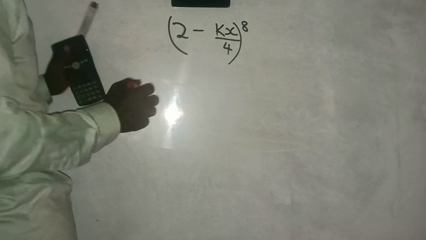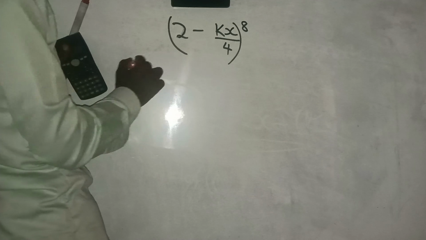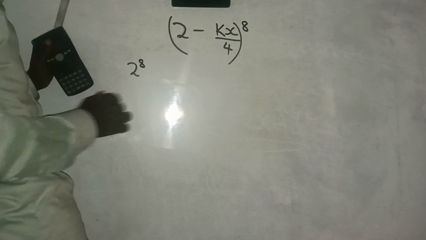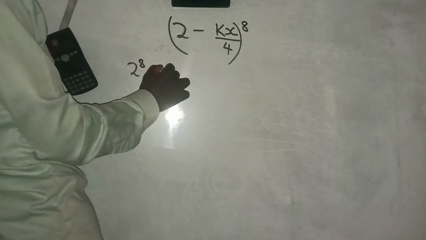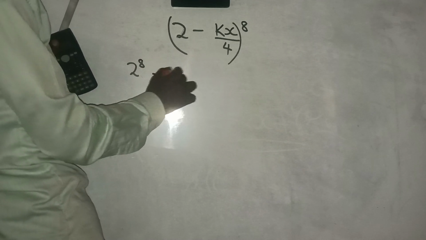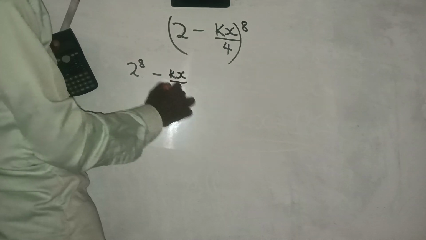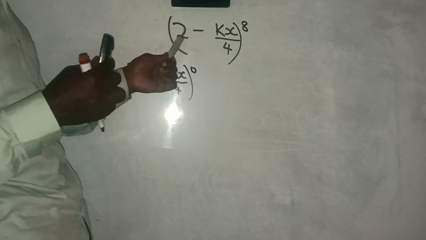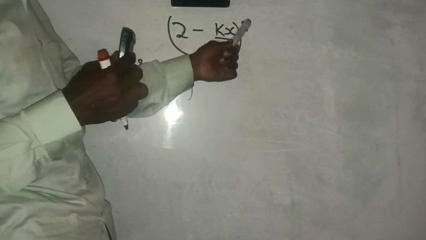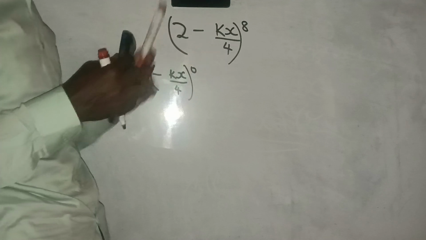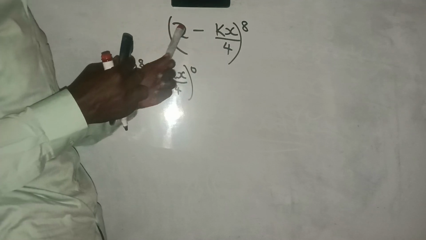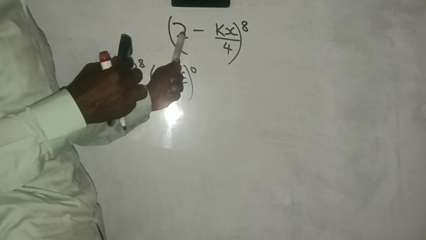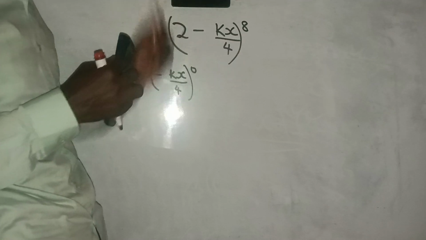So we are going to do this. We are going to just say 2 raised to 8. Okay? Then negative kx over 4, and this should be raised to 0. So the first term has to actually begin having the highest power to which the whole part is raised to. And that first term is 2. That first part of that expression that has to get expanded is 2. And that means that 2 is able to get raised to the highest power given in the question.